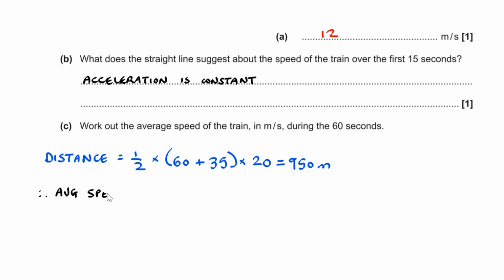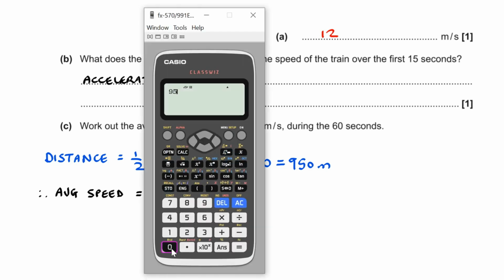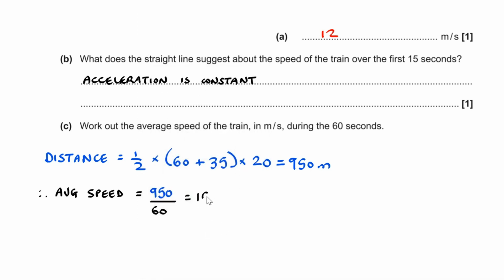and therefore, for the average speed, we've got the distance, 950, divided by the 60 seconds. So working this out, 950 divided by 60, that's 15.8. So we've got 15.8 meters per second given to one decimal place. So we have 15.8 meters per second.